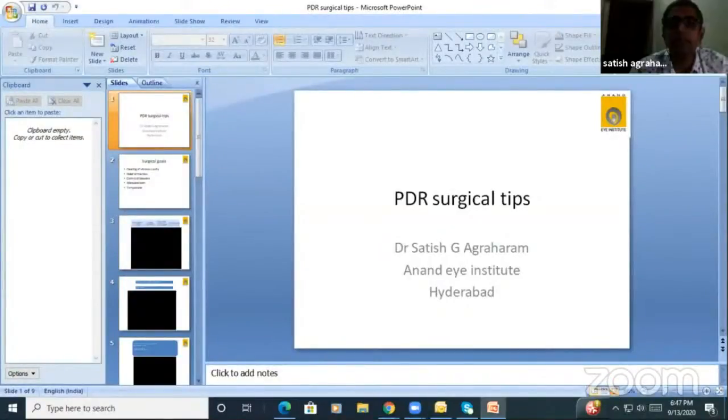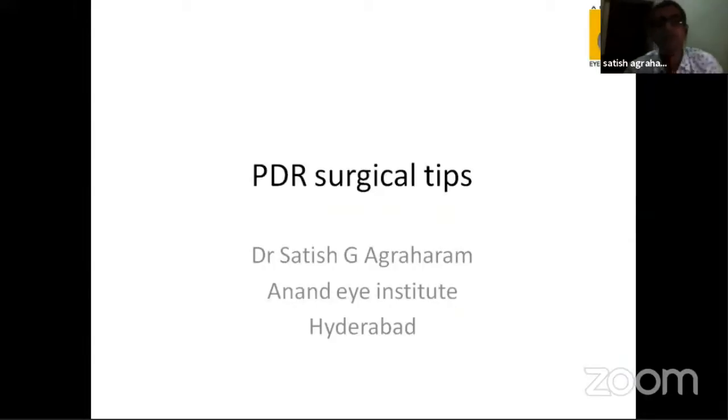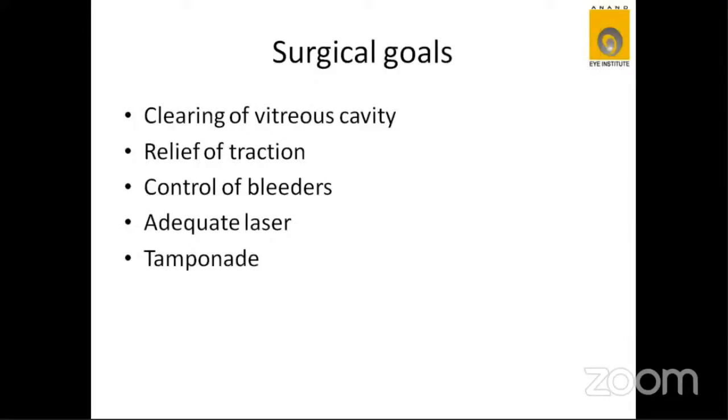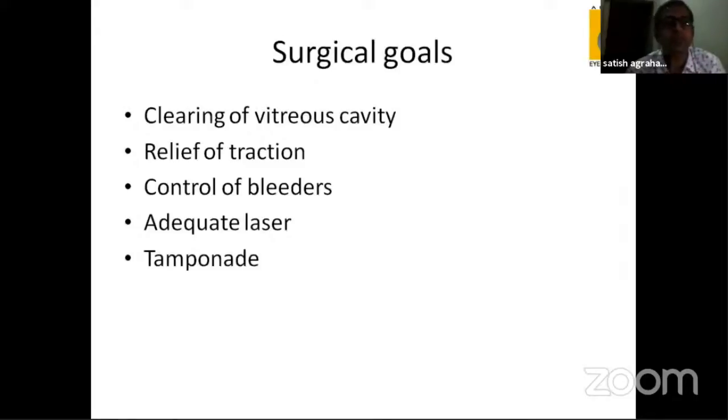Thank you, sir. And now I'm going to talk about a few surgical tips in proliferative diabetic retinopathy. I think the basic surgical goal when we operate on a patient with proliferative diabetic retinopathy is clearing of the vitreous cavity, that is, any vitreous hemorrhage which is there. We need to clear the vitreous cavity and relieve traction around the fibrovascular proliferation, or remove the fibrovascular proliferations, and relieve traction on the retina. Control of bleeders is very important, and not to forget an adequate laser at the end of the surgery. It is extremely important for us.